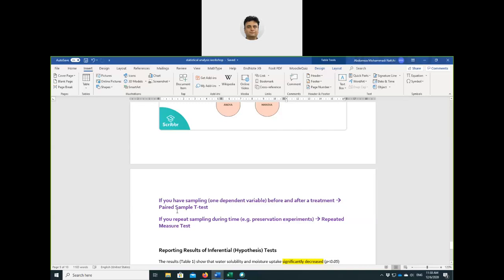We need to use the paired sample t-test. This is another type of t-test. We measure before and after, with one independent sample. For example, I want to measure the effect of one nutritional material on blood pressure. We measure blood pressure, then we feed, and after that we measure again. One independent variable, measured twice, we must use the paired t-test.